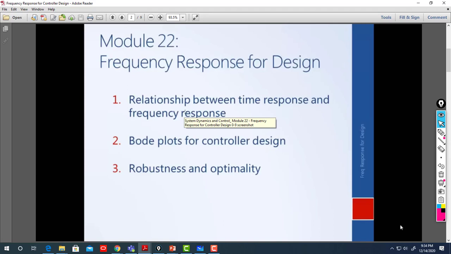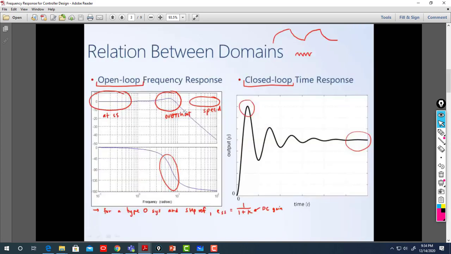Is there any relation between the time response that I can see and the frequency response? Let's consider this frequency response and this time response and try to see the relation between both. First, what you can see here in this circle is in the frequency domain, the low frequency response. The low frequency magnitude in the frequency domain represents the steady state in the time domain.